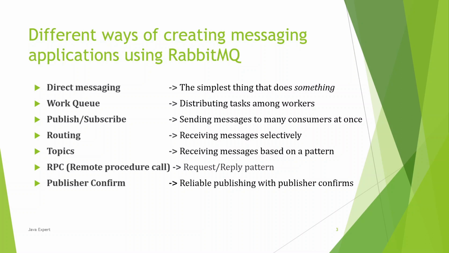The next one is work queue, where we have one sender and more than one receiver, like working nodes, right? And publish and subscribe is sending messages to many consumers at once. We have one sender and many consumers, and the same message will be sent to all the consumers. So when we have that kind of use case, we have to pick the publish and subscribe model.